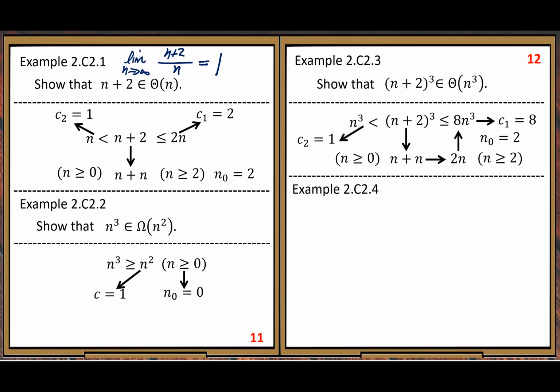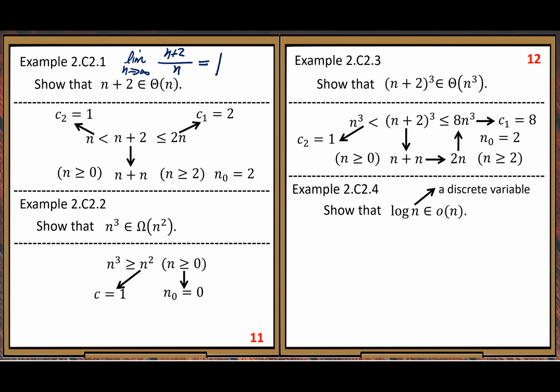The starting point. Example number 4. First, let's look at our question. Log of n belongs to little o of n. We know the meaning of little o. Take the ratio of two functions, then calculate the limit when n goes to infinity.